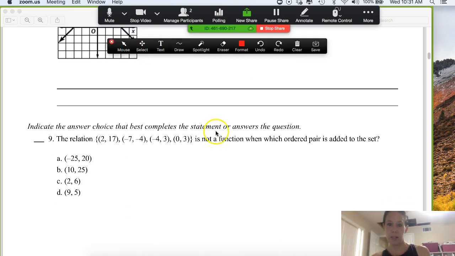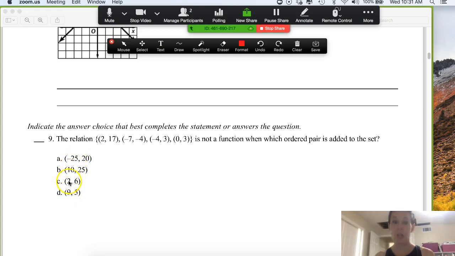The relation is not a function when which ordered pair is added to the set. So what you're looking for is the same x value. Let's check: 2, -7, -4, 3. As long as all these x values are different, I can't really even tell if it's a function. What I'm worried about is if I have an x value that repeats and it gives me a different y value. I'm going to ask it the same x question and it's spitting out a different y answer. So which one of these gives me a repeater for the x?